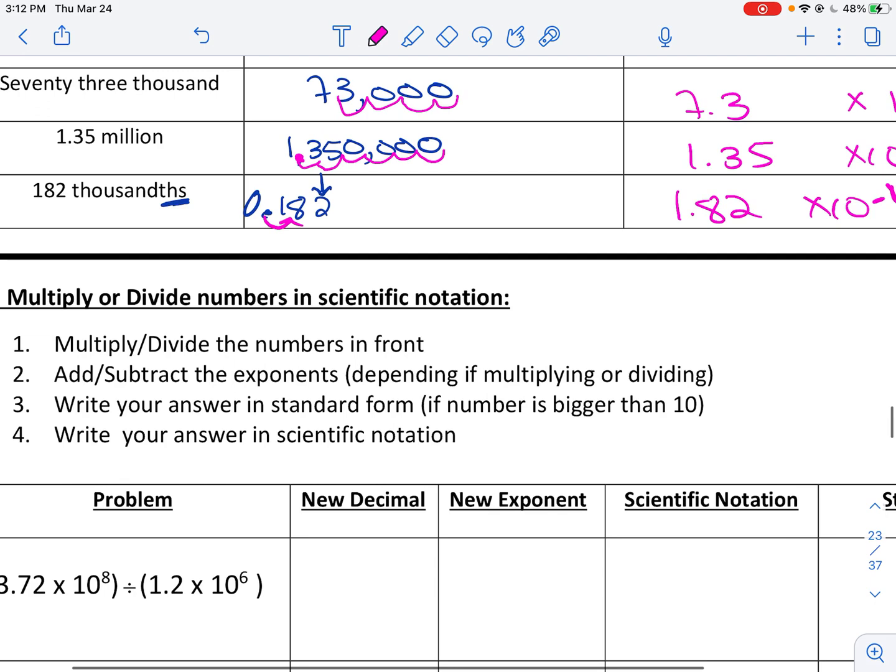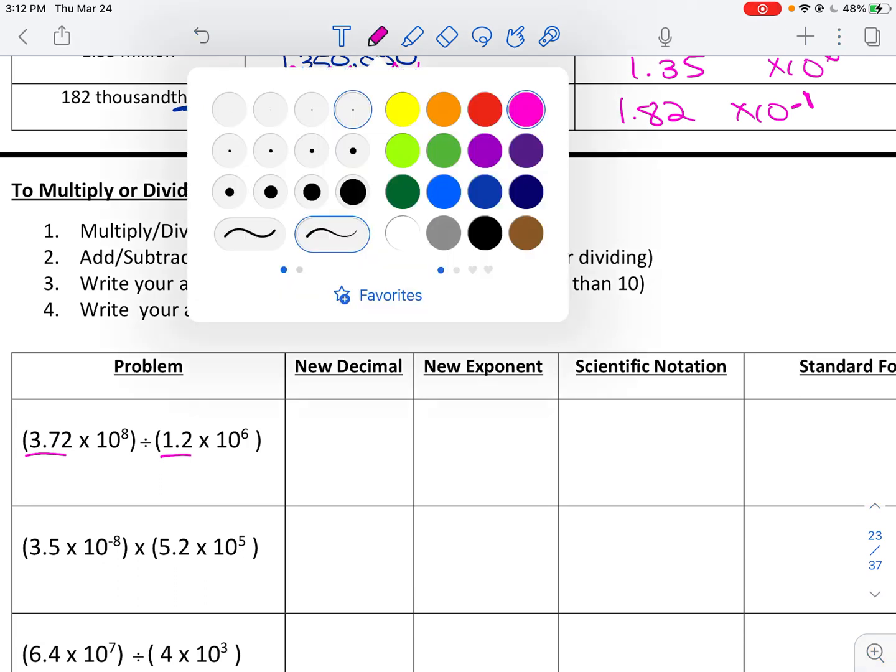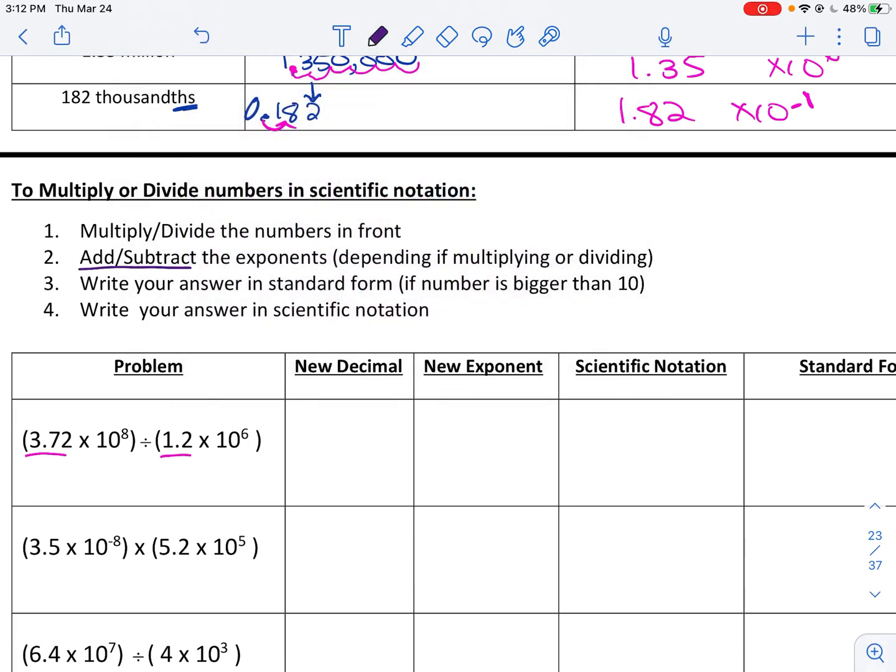Okay, so this next thing, we're going to be doing operations. Multiply and divide the numbers in front. So if I'm looking at this, I'm going to multiply these two numbers. Then the next part says that I'm going to add and subtract the exponents. So add or subtract the exponents. Write your answer in standard form, and then this chart is backwards. So here we go.